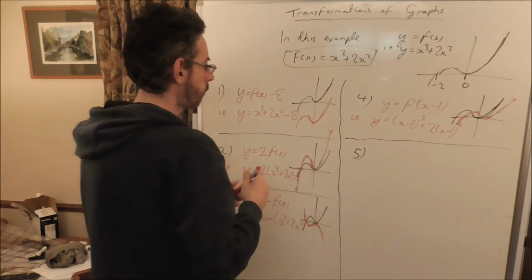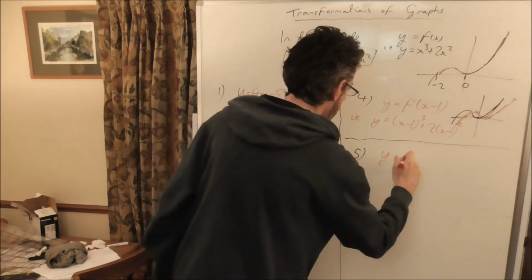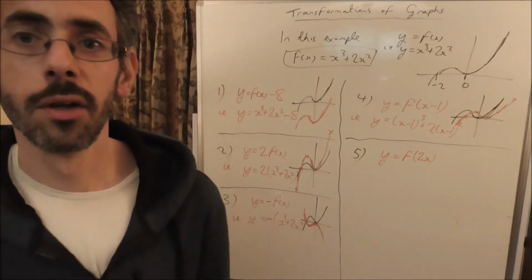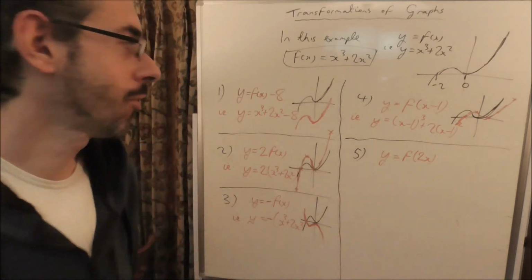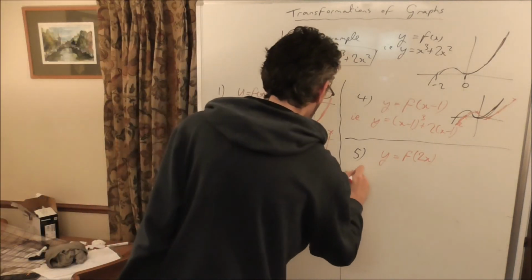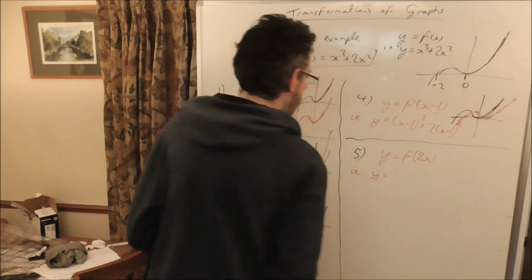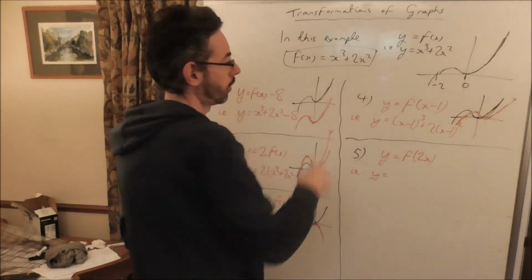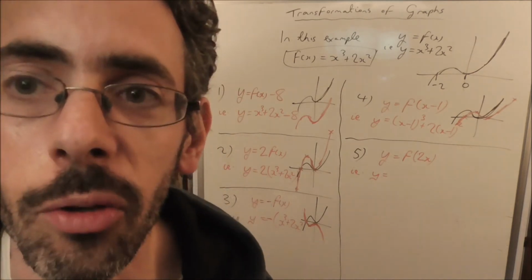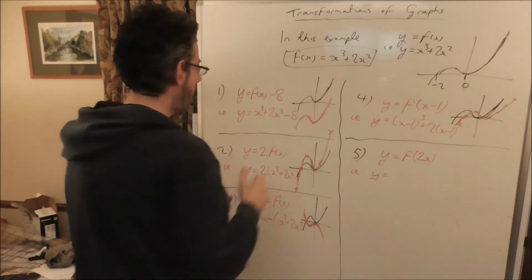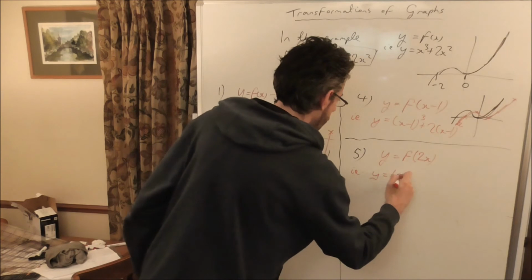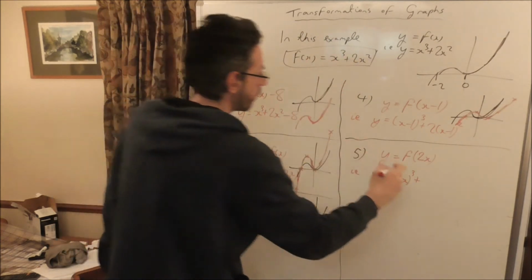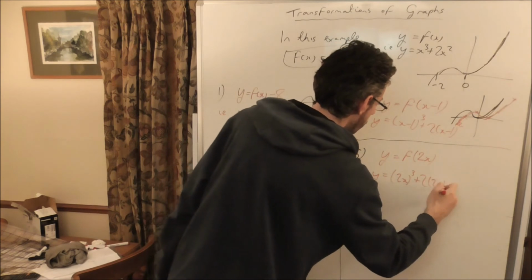Let's do y equals f of 2x. So let's sketch that graph. Again, before we sketch it, we need to think what that means. F of 2x, if 2x is in the bracket, just means the original expression, but with all the x's replaced with 2x. So instead of x cubed, it's going to be 2x cubed. Instead of 2 times x squared, it's going to be 2 times 2x squared.